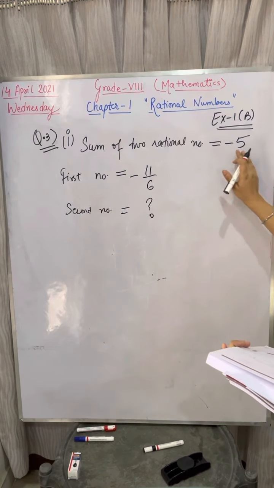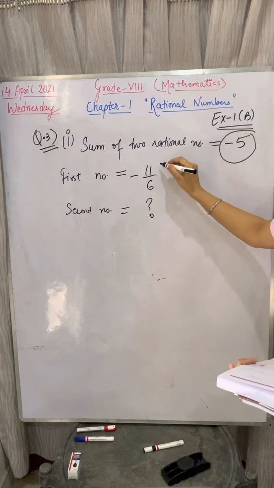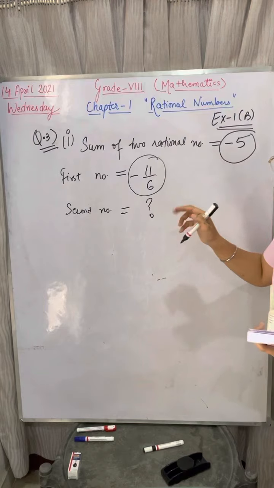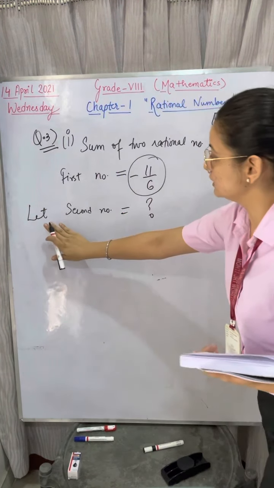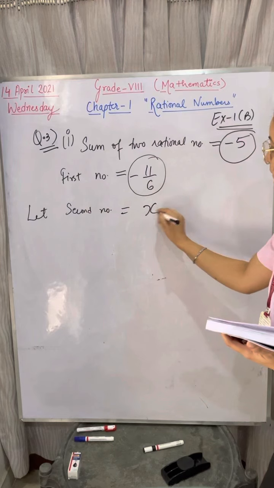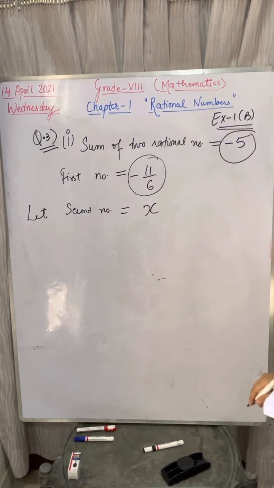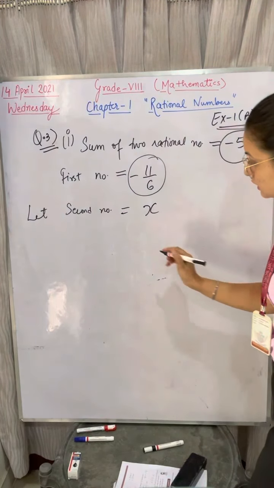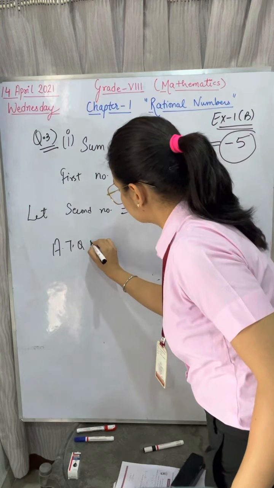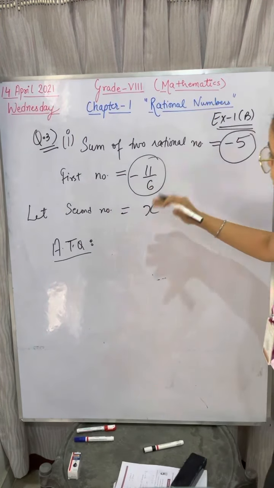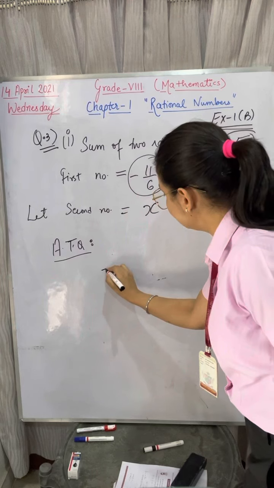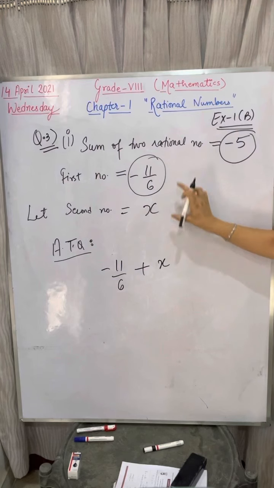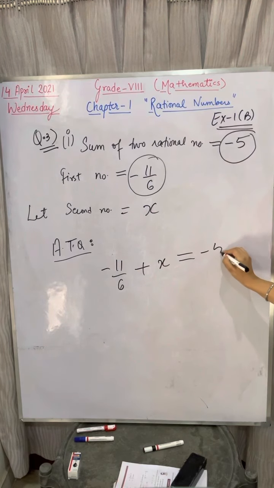The sum of two rational numbers is given as minus 5. The first rational number is given as minus 11 upon 6. The second is not given. So let's suppose the second number will be x, the way we did yesterday. Now, according to the question, the sum of the two rational numbers means minus 11 upon 6 plus x. The sum of these two rational numbers is equal to minus 5.